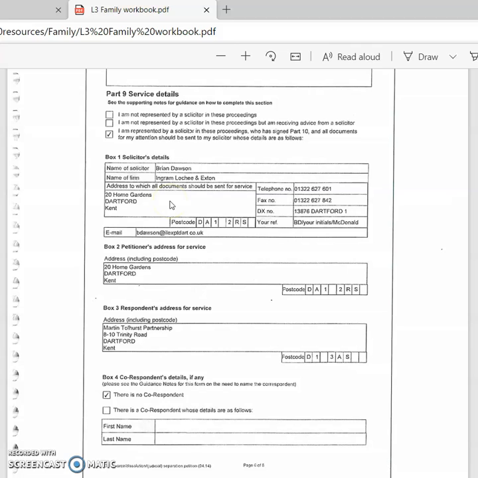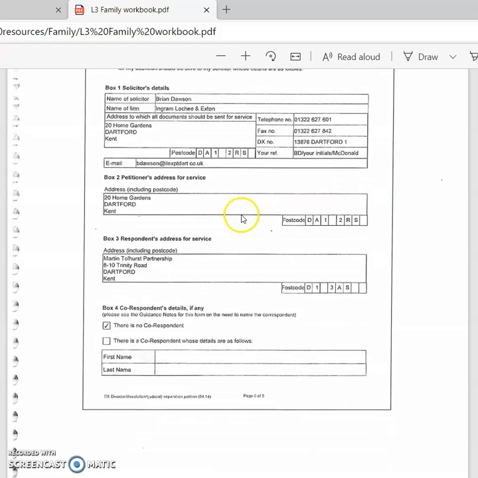Now for this, we're using the Dartford office. So at the moment, Brian Dawson works in Dartford. You're working in the Dartford office and you're doing all his stuff. So we have to put the telephone numbers in, the DX number, and the reference. So it would be BD, your initials, McDonald. Okay. Then we put the petitioner's address for service. So anything that goes to the petitioner goes to us. Okay. The respondent's address for service, it's his solicitor.